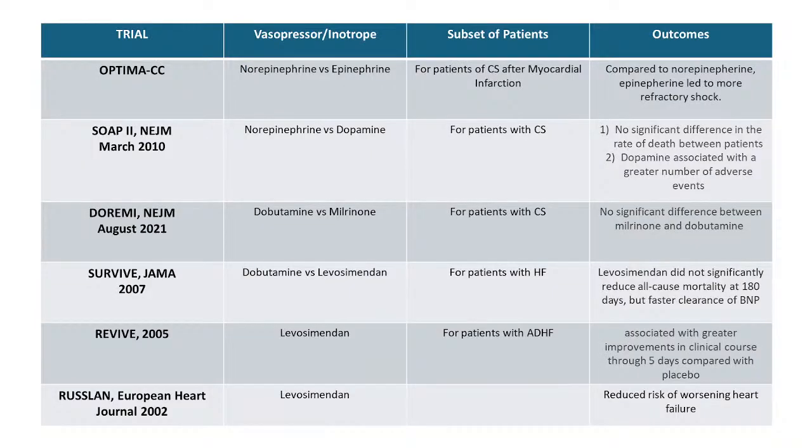So these are the trials that have happened on vasopressors and inotropes. The first was the OptimaCC trial. This compared norepinephrine and epinephrine in patients with cardiogenic shock after myocardial infarction. Compared to norepinephrine, epinephrine led to more refractory shock. So norepinephrine was better over here. Then the SOAP II trial, which was published in NEJM in 2010.